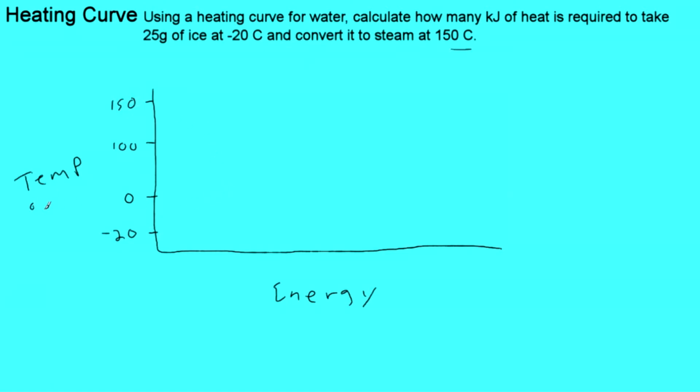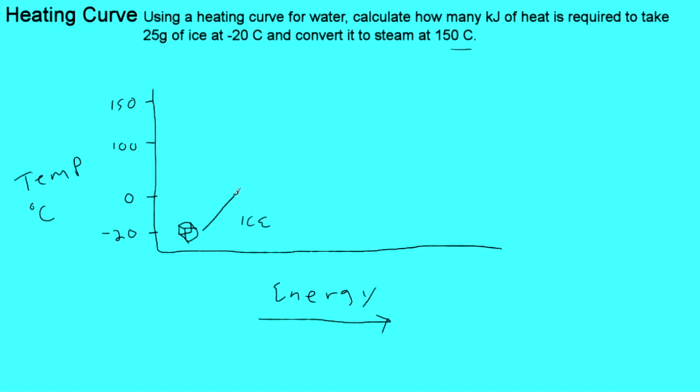This is degrees Celsius. This is increasing energy. So here we have an ice cube at negative 20 degrees C. As we add energy to it, it's going to eventually get up to 0 degrees. So first, we have to understand what state of matter this is at this point. What state of matter is it between 0 and negative 20? This is ice.